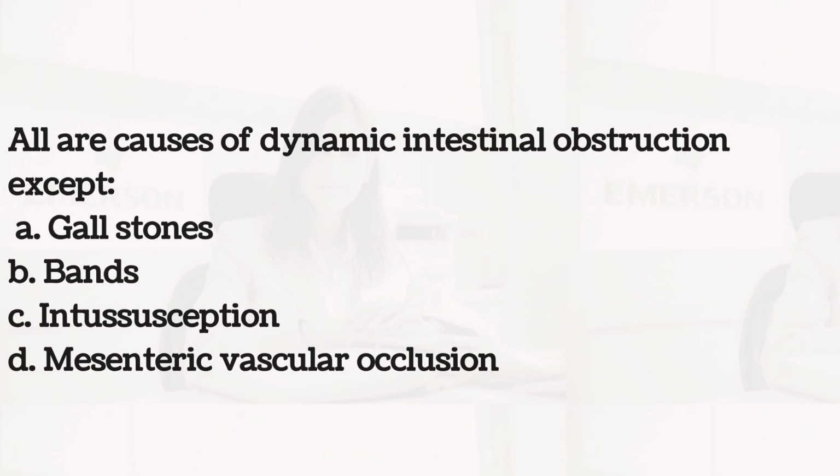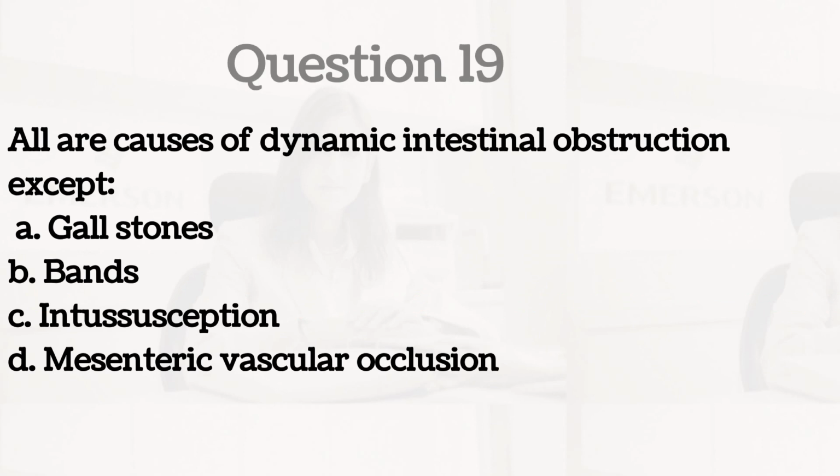Question 19, we have all are causes of dynamic intestinal obstruction except. A. Gallstones, B. Bands, C. Intussusception, and D. Mesenteric vascular occlusion. So the answer for this question, if you see A, B, C, these are all dynamic intestinal causes. But for D, it's an adynamic cause. So that's the answer since it's saying except.